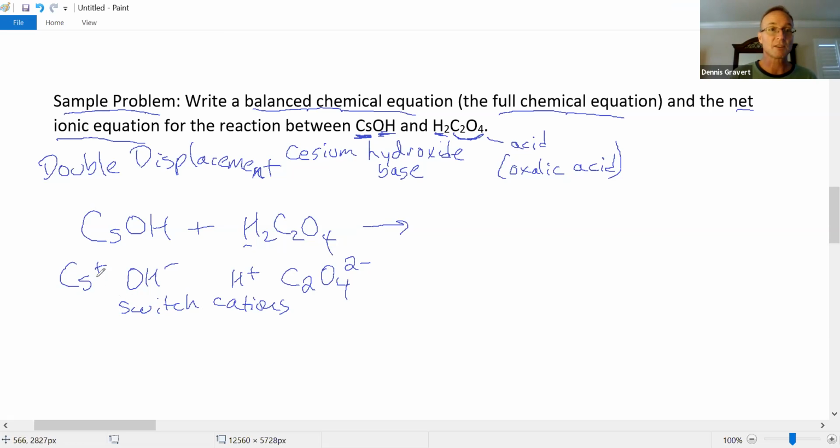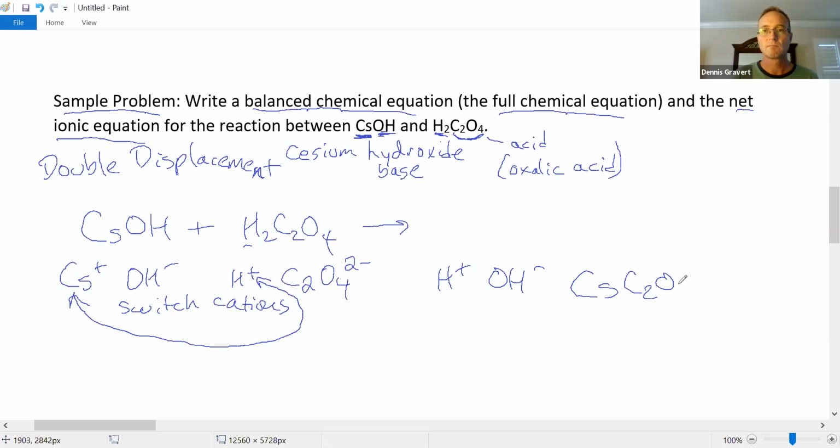Let's switch cations, figure out what the products are. So this one and this one trade places. So H+, you go hang out with hydroxide ion. And cesium, you're over here with oxalate. Whoops, don't make a molecule yet. You gotta check the charges. Cesium and oxalate. Okay, we have to check the charges.